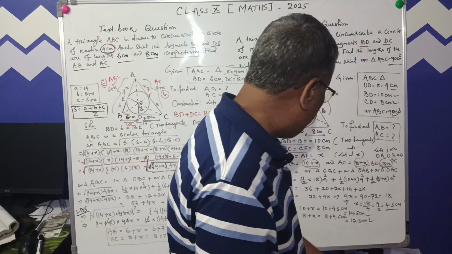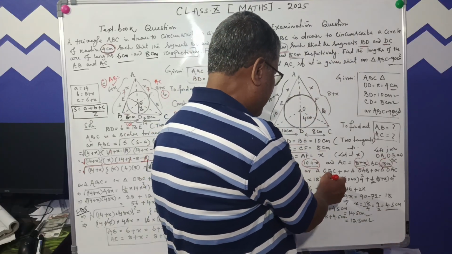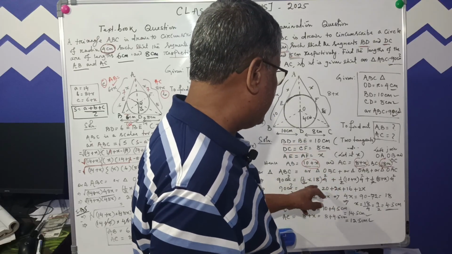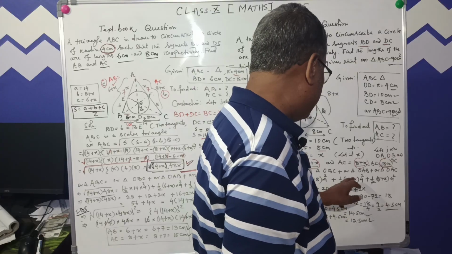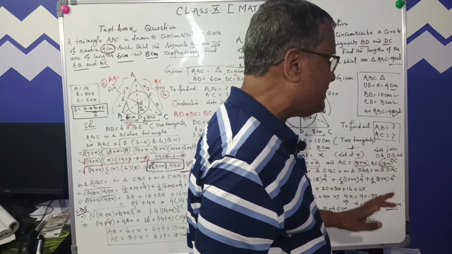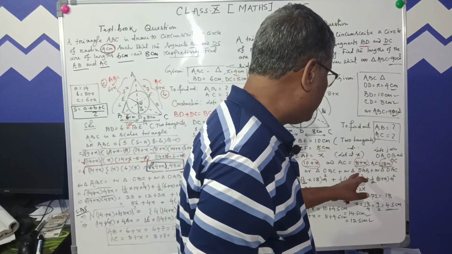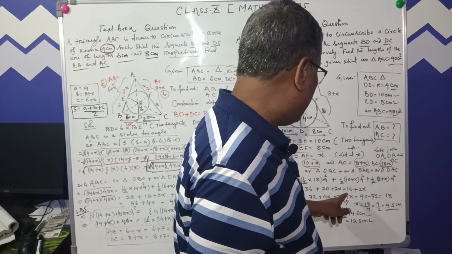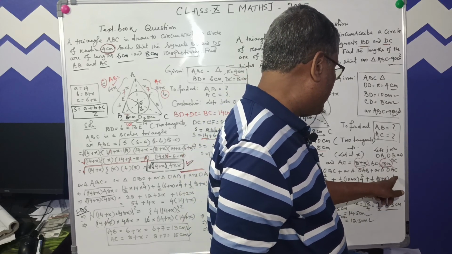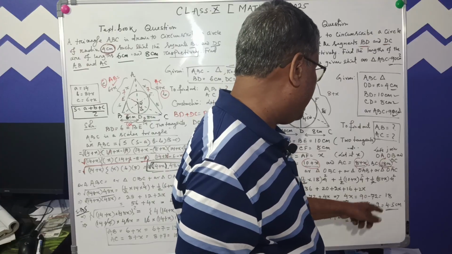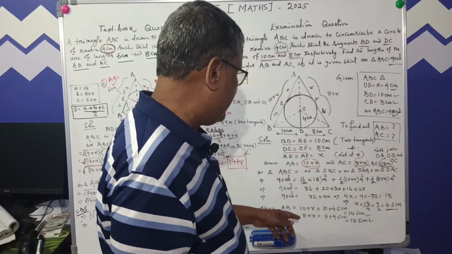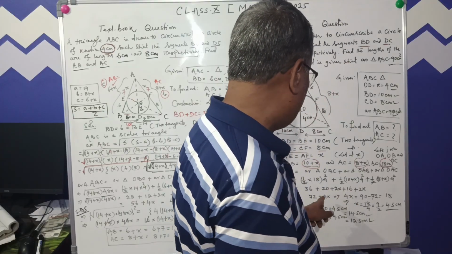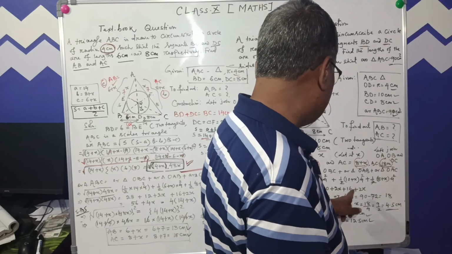Now it is simplification only. 2 divides 4, that is 2, so that is 36, and 2 into 10 plus x is 20 plus 2x. This is an expression, and 2 is multiplied with each term. This is important because some students commit mistakes here. Similarly 2 is multiplied with 8 and x, giving 16 plus 2x. Now solve it. 20 plus 16 plus 36 is 72. Then 2x plus 2x is 4x.